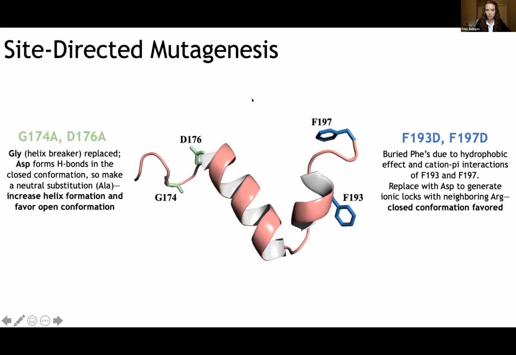In blue, you see 2 residues that we mutated to reinforce the favorability of a closed conformation. The Phes are already happily exhibiting hydrophobic interactions and also cation-pi interactions within the protein. So we capitalized on nearby positive arginine residues and added negative aspartates to generate ionic locks.